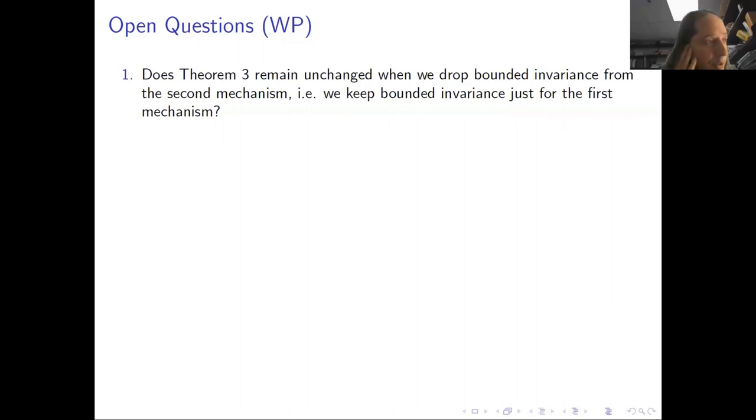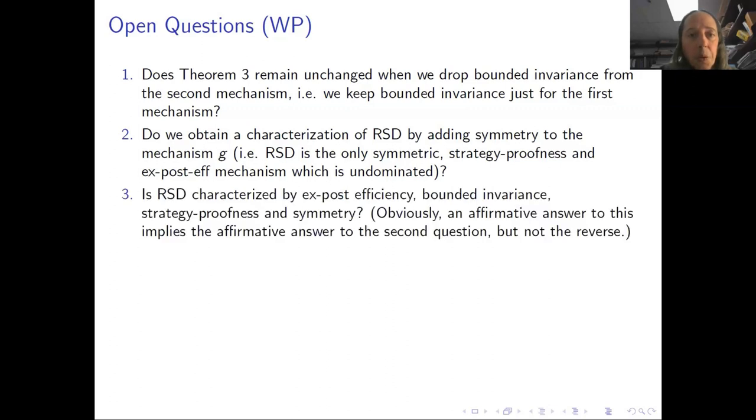There are still several questions which remain open. For instance, can we drop bounded invariance in Theorem 3, at least for the second mechanism? Also, can you get a characterization of RSD? There's this long-standing open question whether RSD is characterized by strategyproofness, equal treatment of equals, and ex post efficiency. We do not know. Many people have thought about it over the past 20 years. Nobody has been able to solve this.